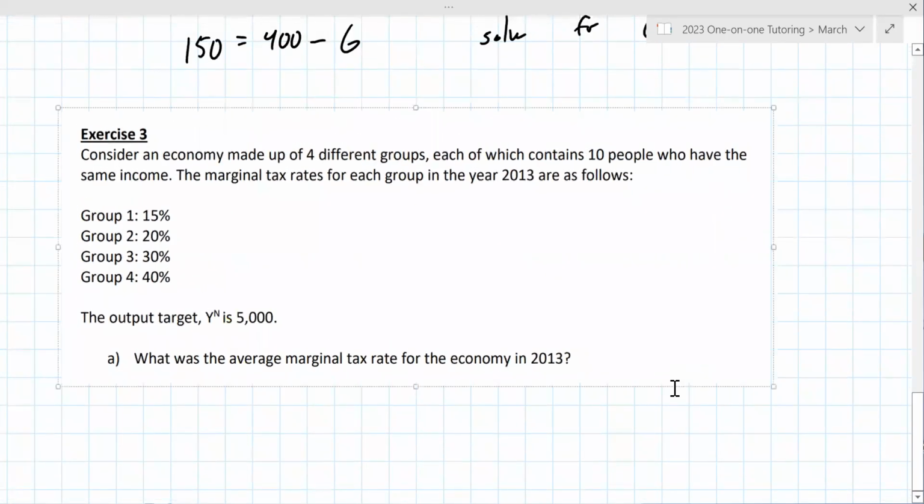All right, consider an economy made up of 4 different groups, each of which contain 10 people who have the same income. The marginal tax rates for each group in the year 2013 are as follows. The output target YN is 5,000. Any idea why it's to the power of N? It might just mean national output. That would make sense. There's 4 groups, the national output.